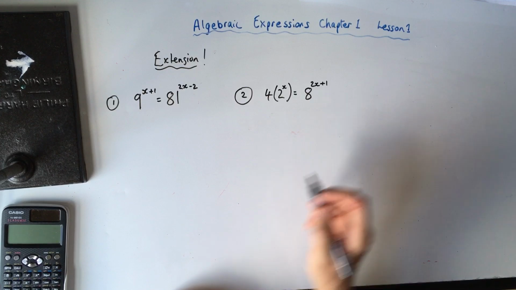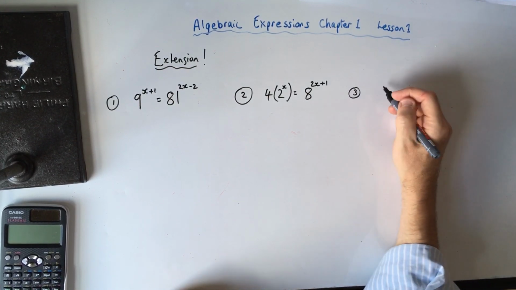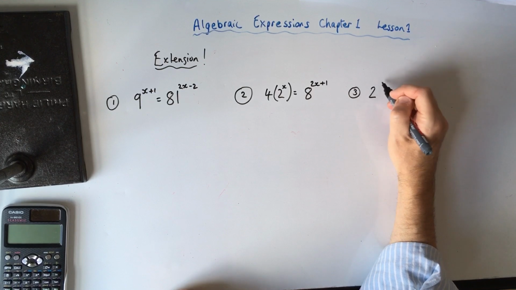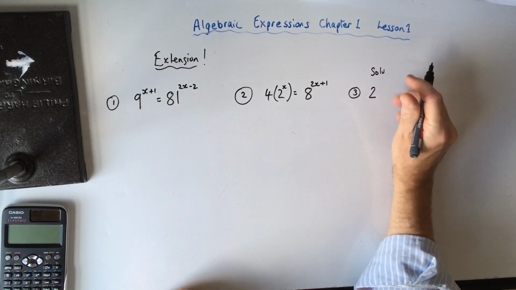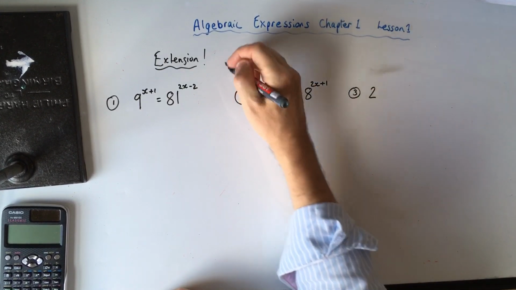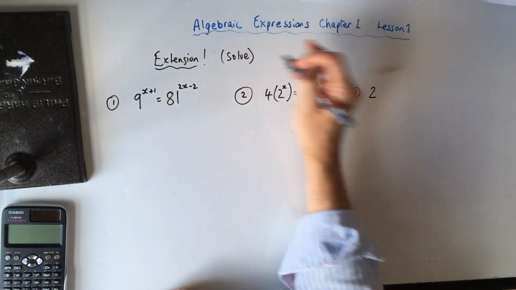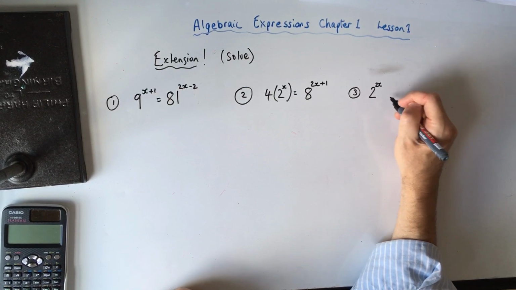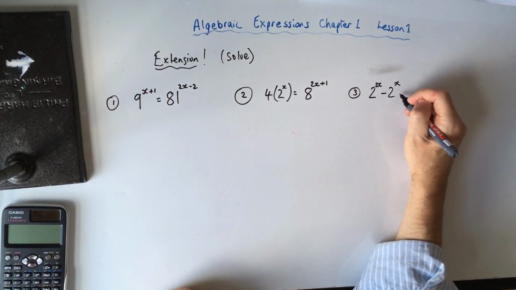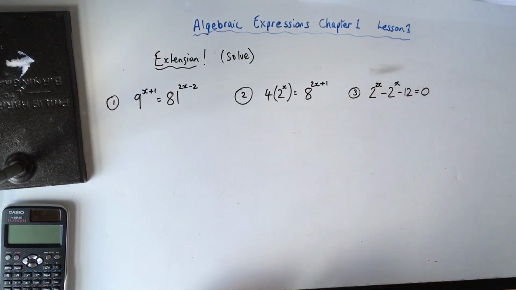Okay, and then the last one, number 3. And this is a solve. Sorry, these are all solve. And it's 2 to the 2x minus 2 to the x minus 12 is equal to 0. So put it on pause, have a go at those, and see if you can get any marks for any of them, or do something with some of them that would pick something up. Put it on pause, have a go, and then I'm going to go through them with you.